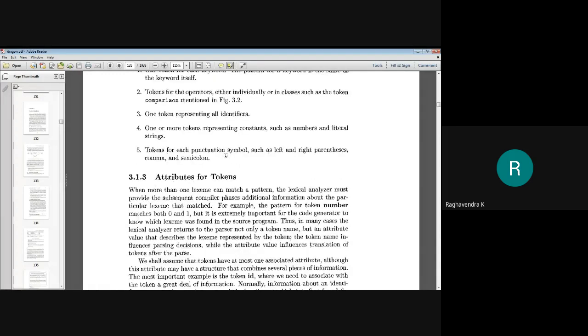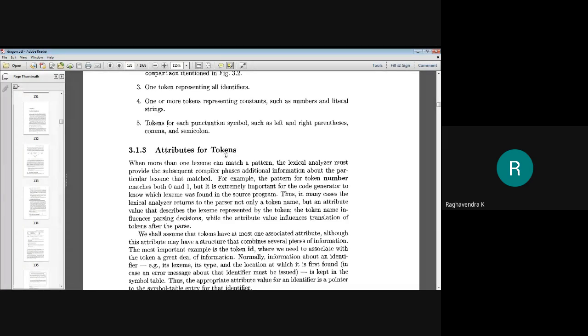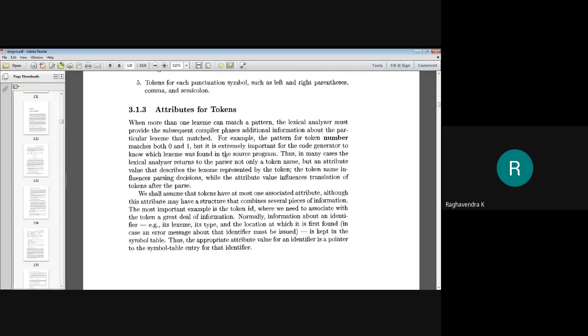When it comes to attributes, normally the attribute is a pointer to the symbol table in most cases, especially for tokens which are variables or identifiers used in our program. Other than that, if they are numerical values or operators, they may not have an associated value. For a number, of course, the value itself becomes an attribute. But for other operators, we need not have any attribute value as such.